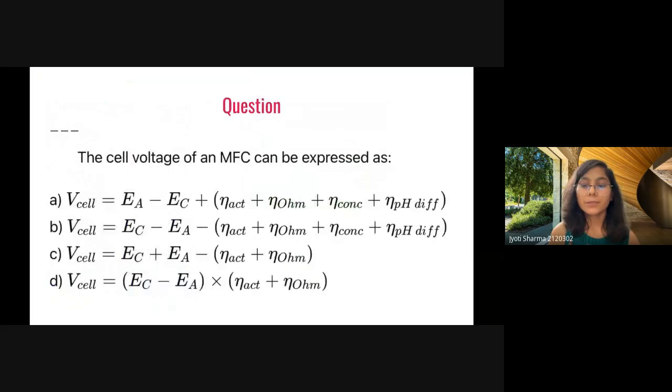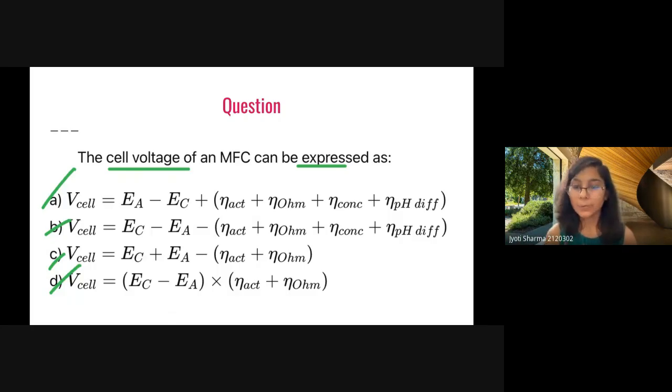Okay, but in your microbial fuel cell, we have different terminologies, efficiencies, or losses. Based on that, you have to tell me the cell voltage that can be expressed as, and we have four options here: A, B, C, D. So what will be the right option? I will discuss it in the next slide.